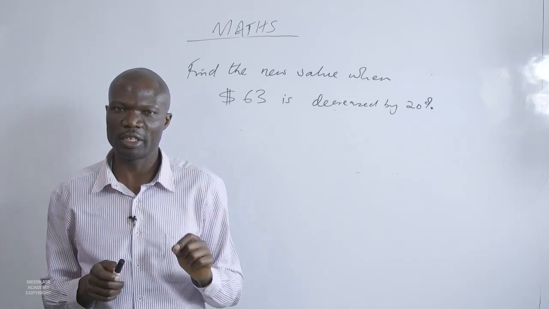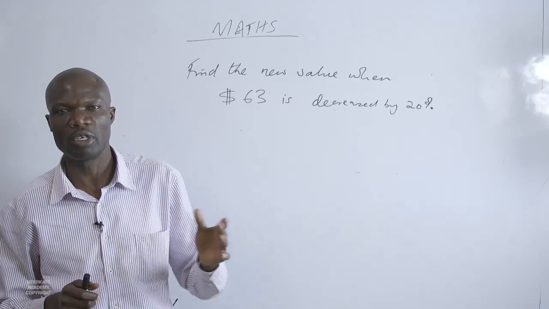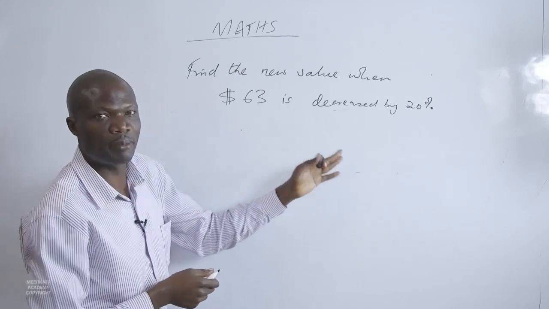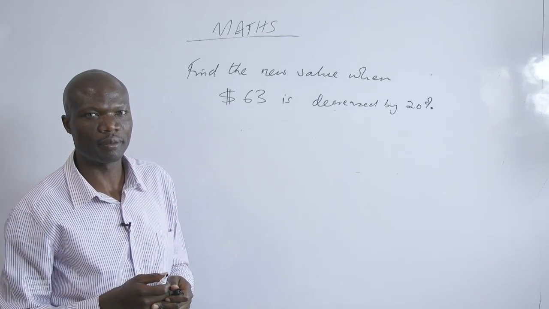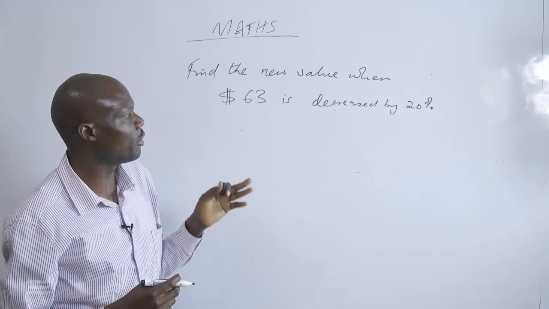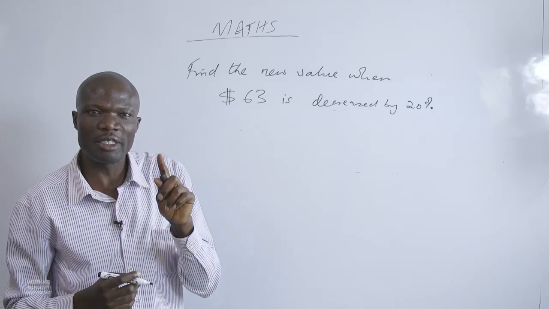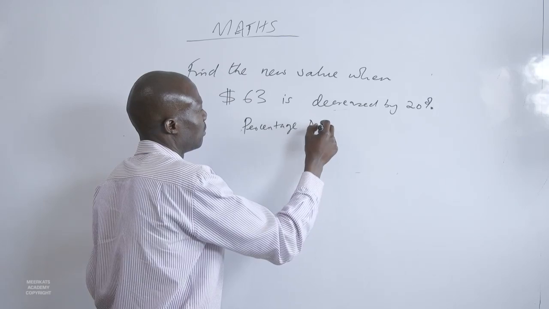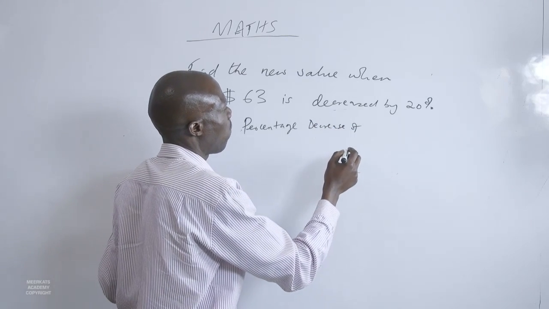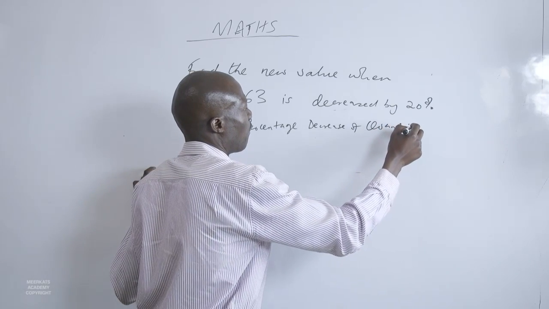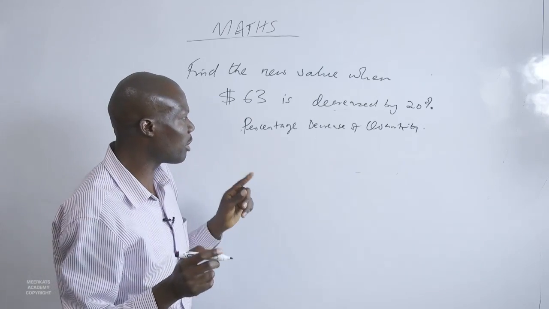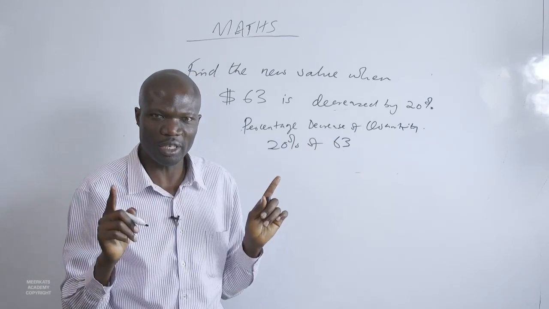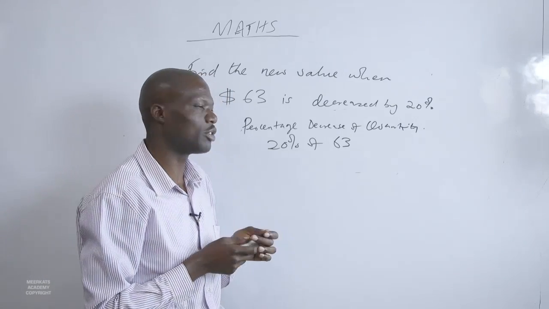Find the new value if $63 is decreased or reduced by 20%. So, in this particular case, we are decreasing. If this is the case, then we are looking for percentage decrease. Take note of that. Percentage decrease of quantity. And what percentage decrease? It is 20% of 63. Percentage decrease, 20% decrease of $63.